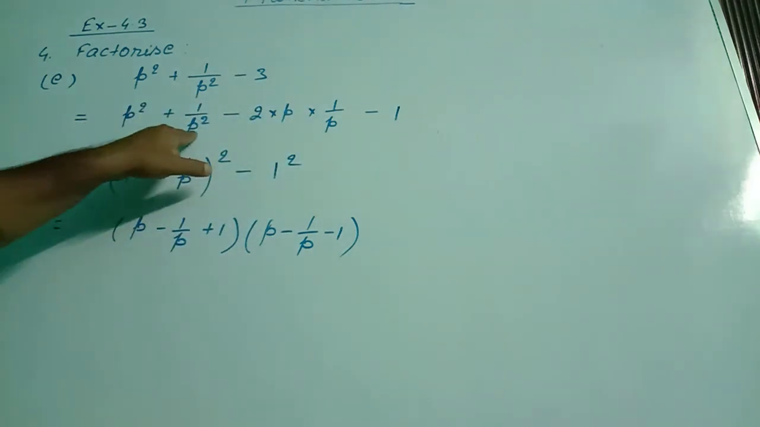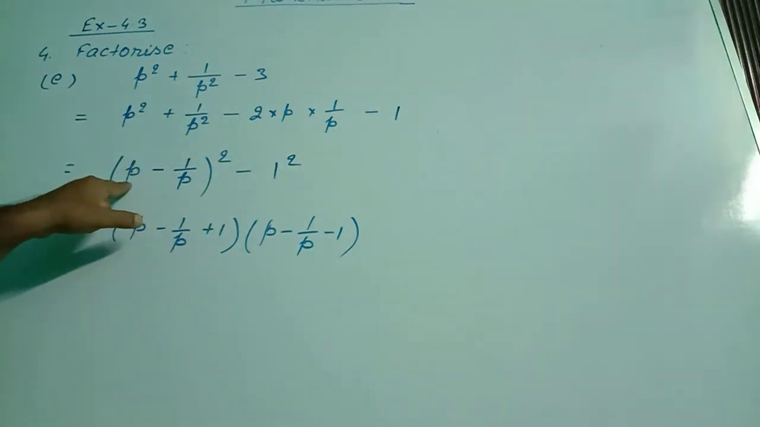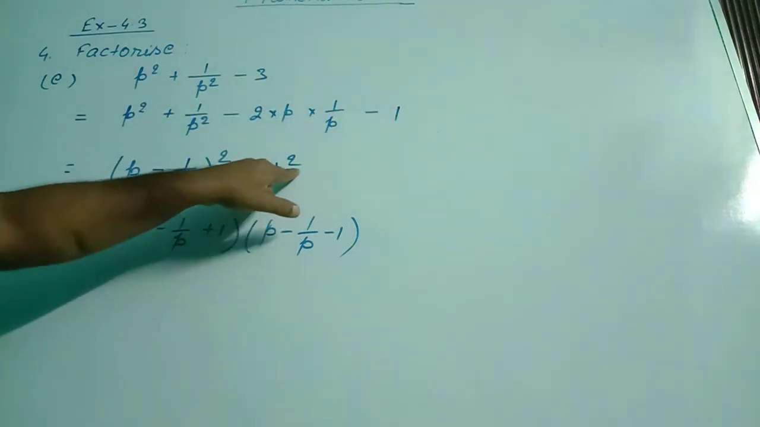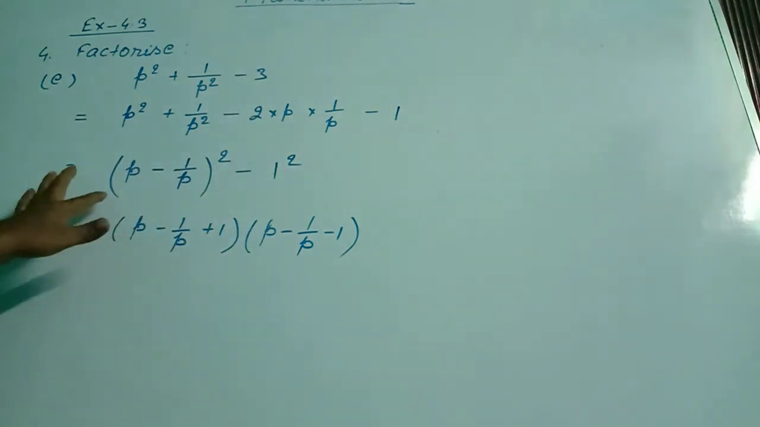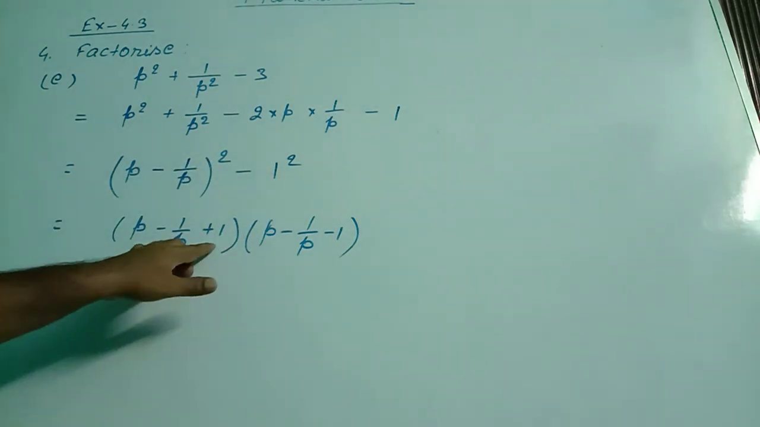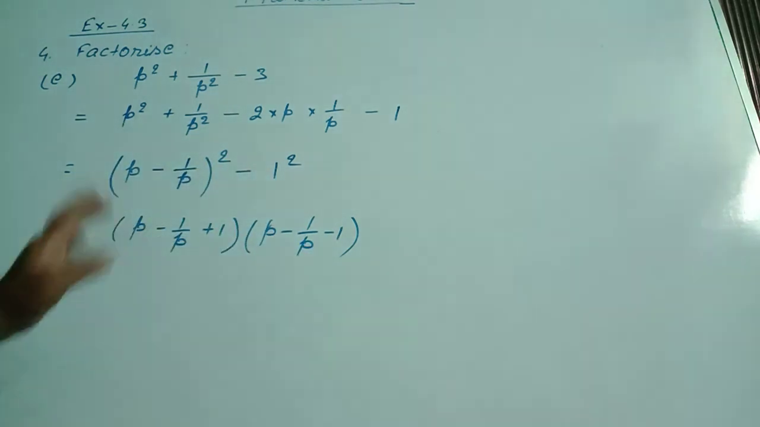For a square plus b square minus 2ab I have written a minus b whole square, means p minus 1 by p whole square. Minus 1 is here, so I can write it as 1 square. Now this is in the form of a square, this is b square. A square minus b square equals a plus b into a minus b. That became the answer.